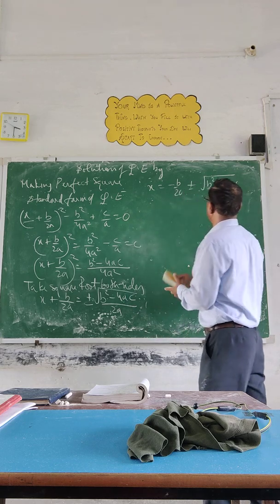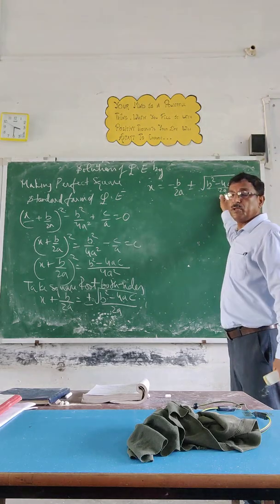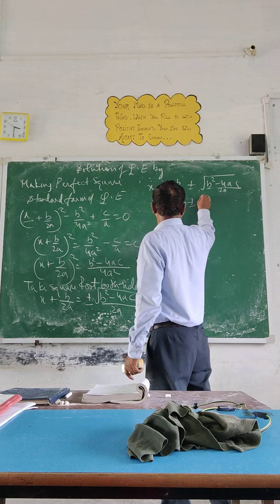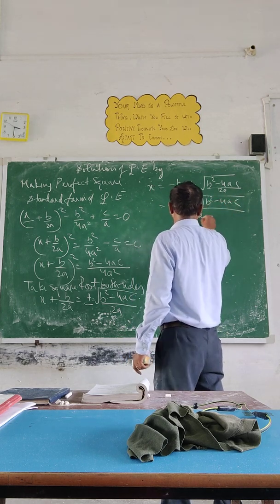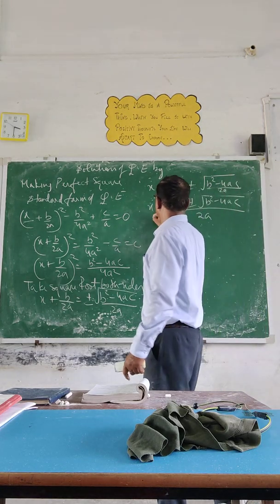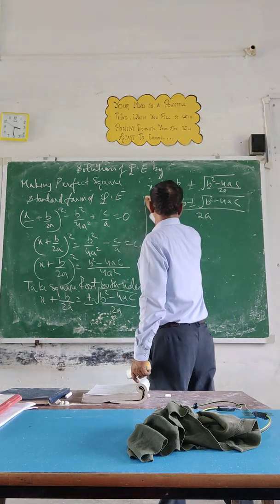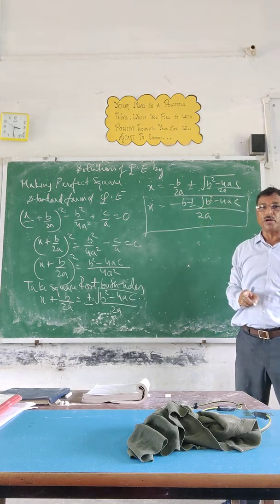Now you can see both denominators are the same. 2a and 2a are both the same. So we take the LCM. So what do you get? Minus b plus minus square root of b square minus 4ac upon 2a. Okay. Now this is the formula for finding the solution. This formula is known as the quadratic formula.